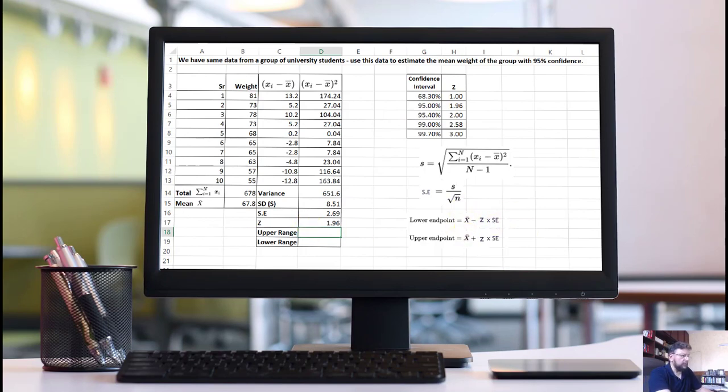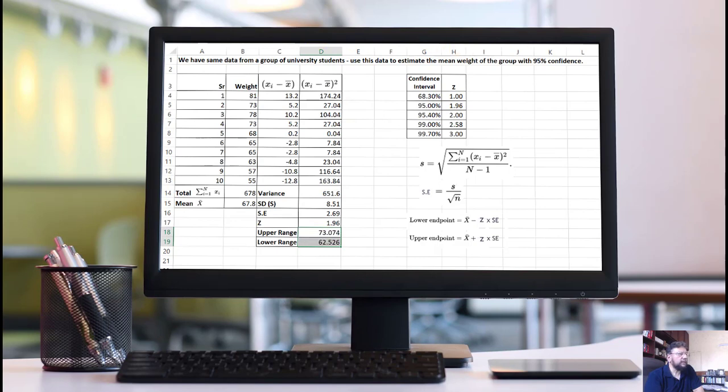So the upper range would be the mean value plus z times standard error, and the lower range would be the mean value minus z value times the standard error. So we have the upper and lower range for the confidence interval.